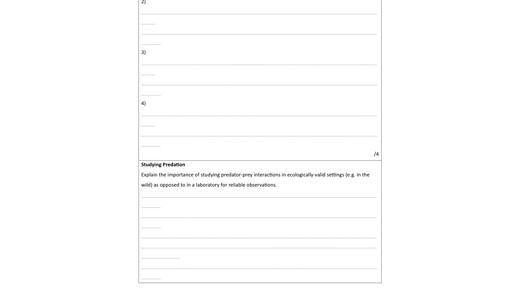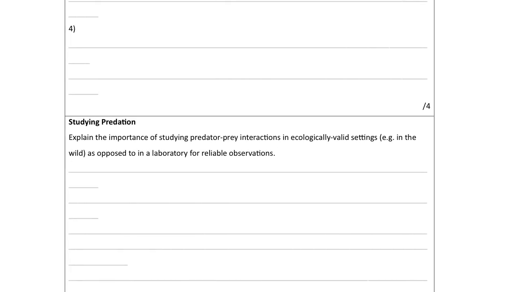So predation by itself is a very simple topic, but we need to start with having a think about how we study predation. And for this, we have to rely on what we call an ecologically valid setting. And if you're not sure what that means, because I know that some of you don't do psychology and subjects that require sampling.